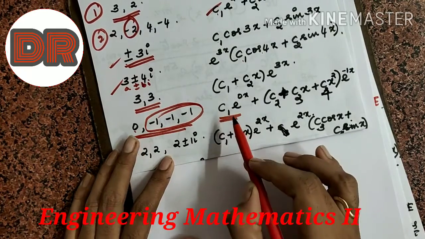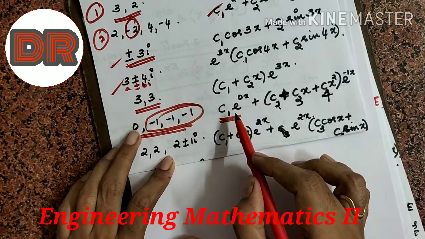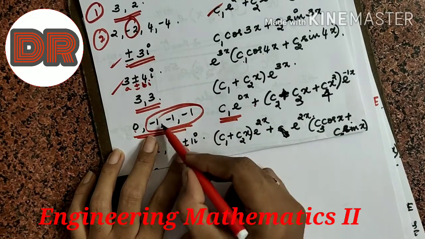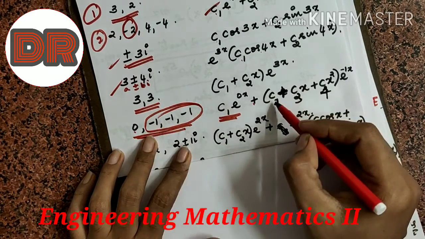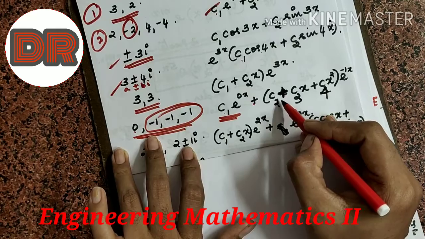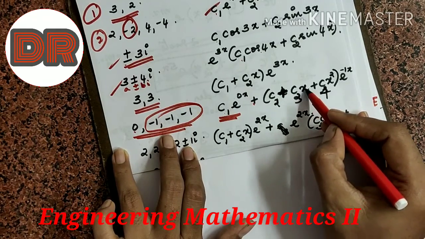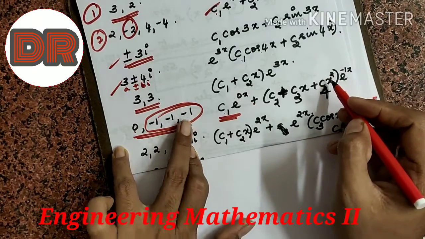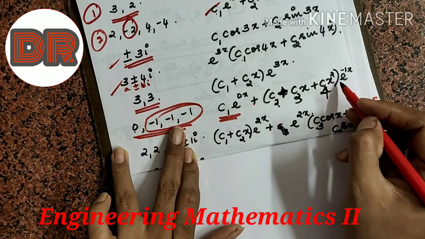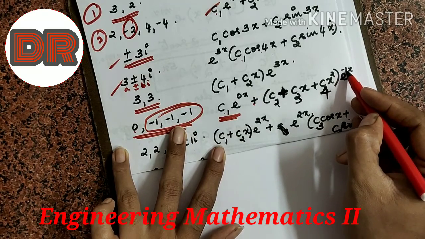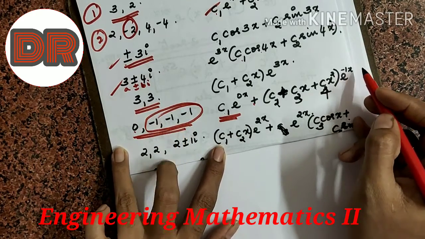So this is for c1 e to the power 0x plus. Now we have 3 real and repeated roots, so we can write c2, since I have used c1 for this, c2 plus c3x plus c4x square, and if there is one more minus 1, then you can add c5x cube and into e to the power this value, that is minus 1x.